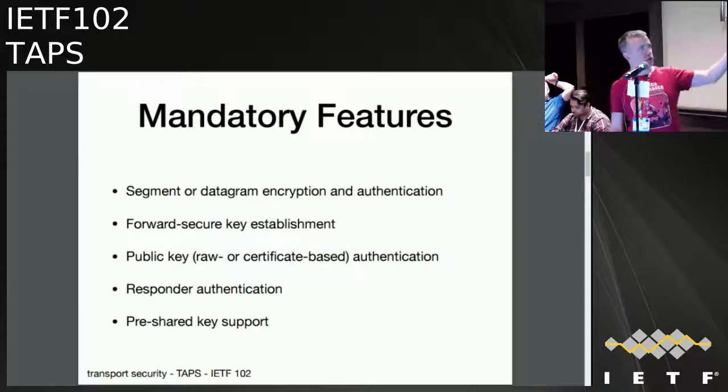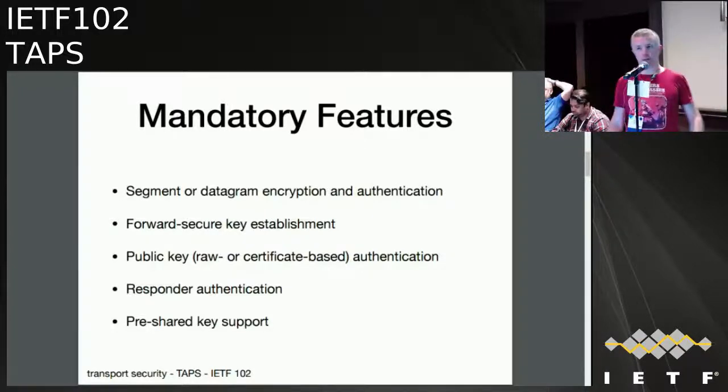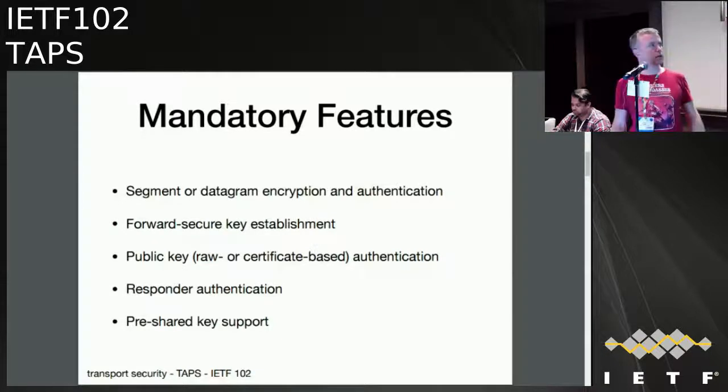And these are segment or datagram encryption and authentication, which seems obvious for a security protocol. Forward secure key establishment. This seems to be the standard now, so we're not going to accept anything less secure than that. We're going to want public key, raw or certificate-based authentication. So we need some way to authenticate endpoints, and that'll feed into some of the security protocol selection later on in the doc.